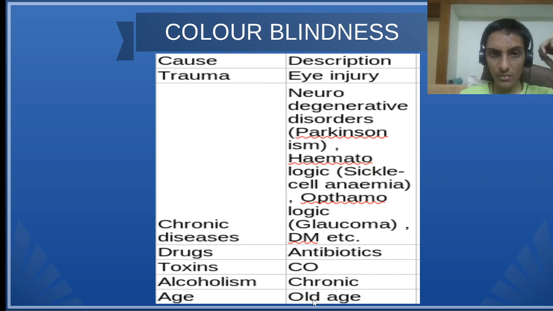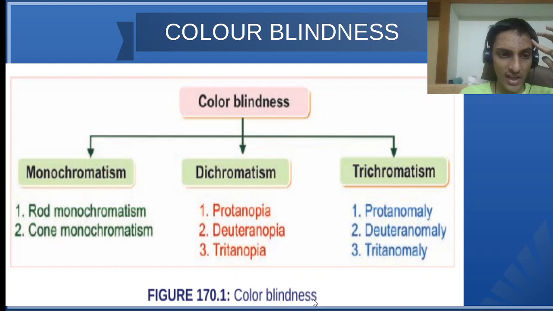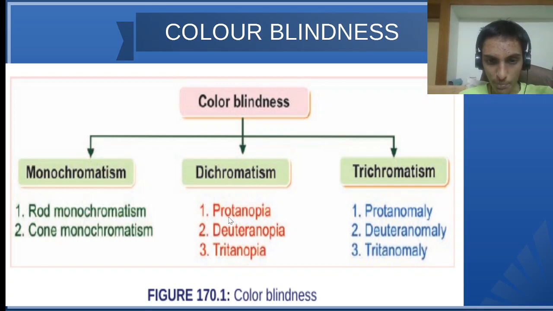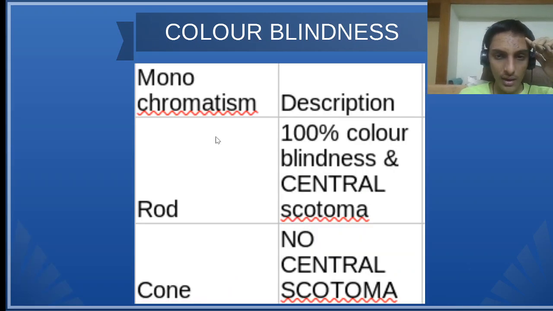Okay. So let's see the classification. We have mono, di and trichromats. In monochromats, we have rod and cone. In dichromats, we have protanopia, deuteranopia and tritanopia. Same with trichromats, easy. Just attach the word anomaly. So protanomaly, deuteranomaly, tritanomaly. That's all. Let's see monochromatism, rod and cone.